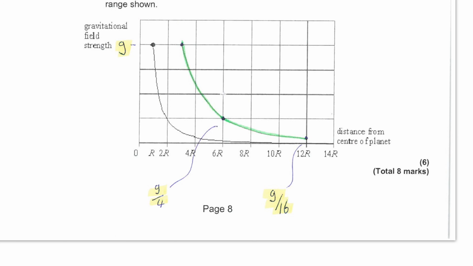So if we double the radius from 3r to 6r, we would expect the gravitational field strength to fall to a quarter of its original value. So just looking at the scale and counting squares, we go from the fourth square up to the first square up. Now we can repeat the same idea, so doubling from 6r to 12r, and once again falling from a whole square to a quarter of a square up.